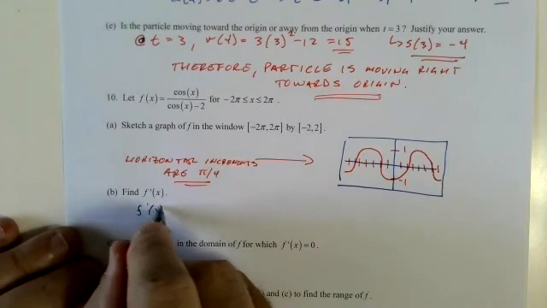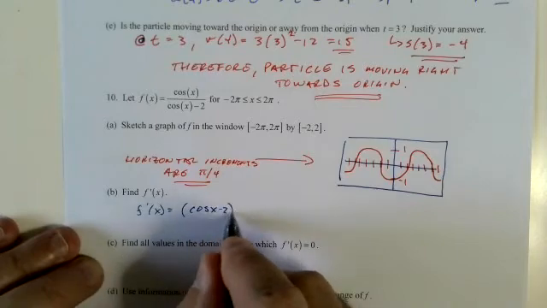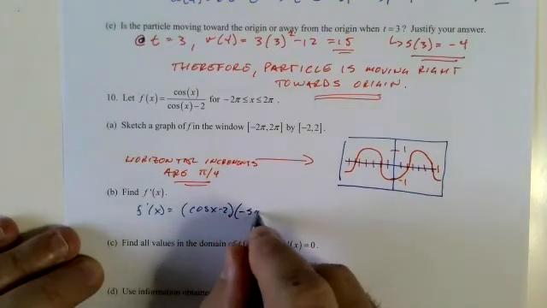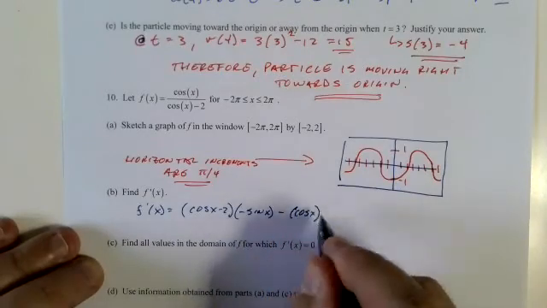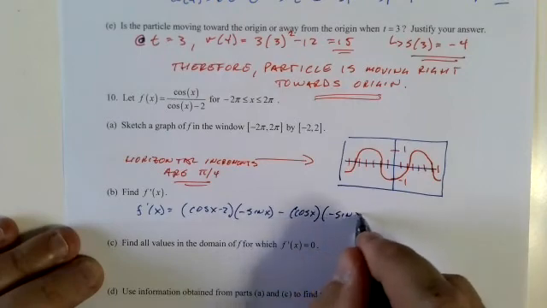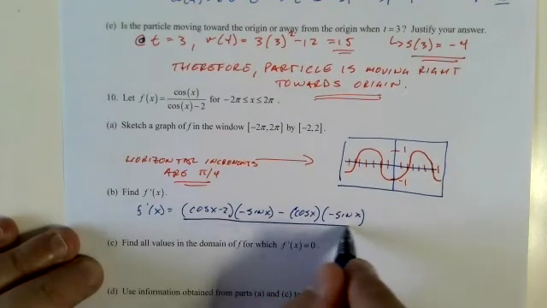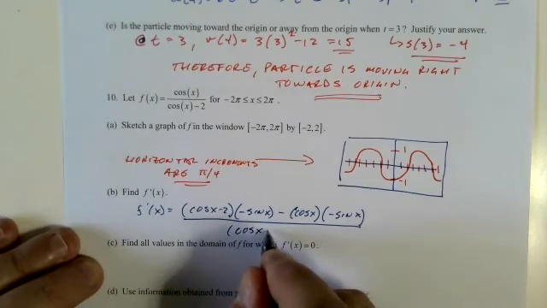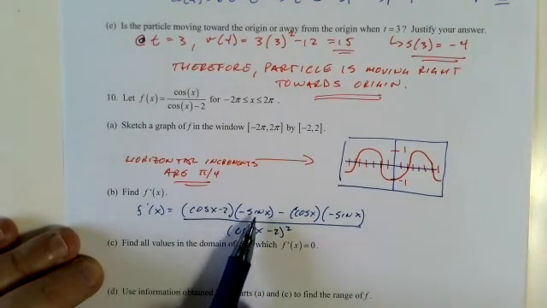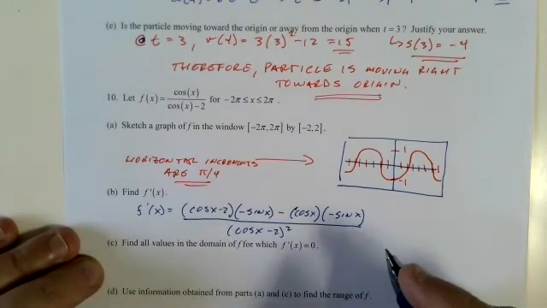F prime of x equals low, cosine of x minus 2, d high, negative sine of x, minus high, cosine of x, d low, minus sine of x, over cosine of x minus 2 squared. Negative sine times cosine is negative sine cosine. Negative, negative, positive sine cosine. They're all going to cancel. I'm left with 2 sine of x.